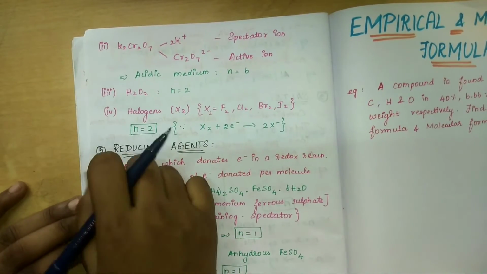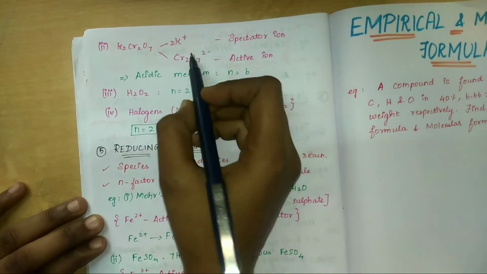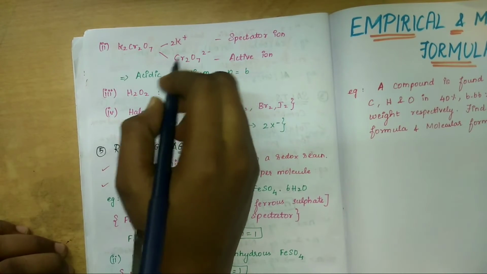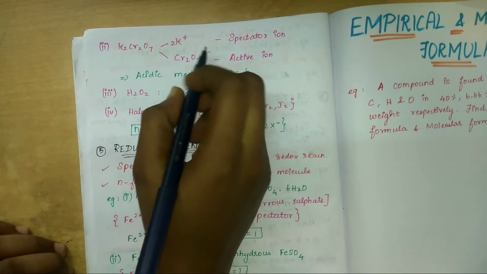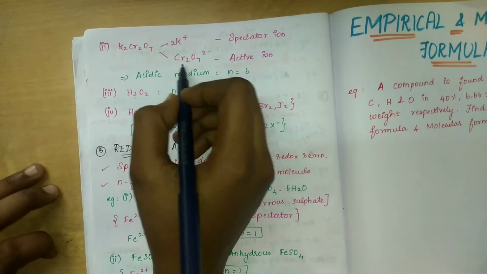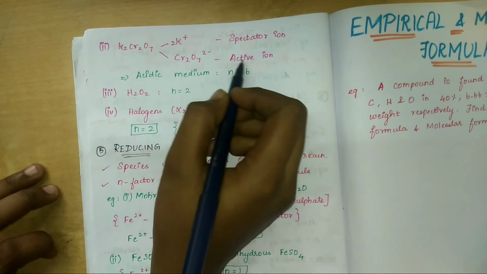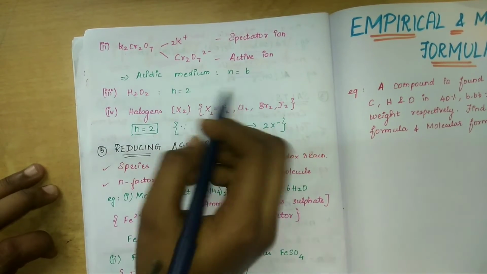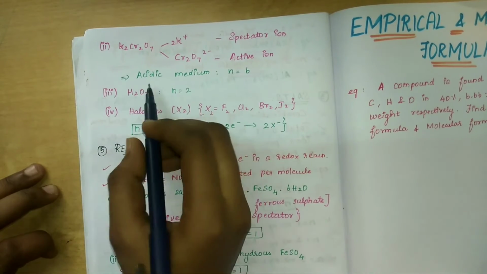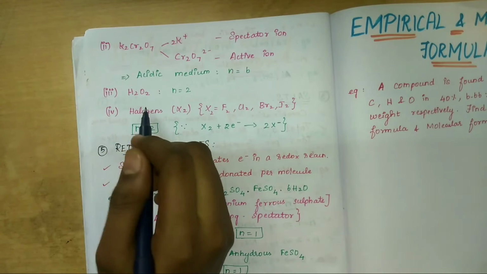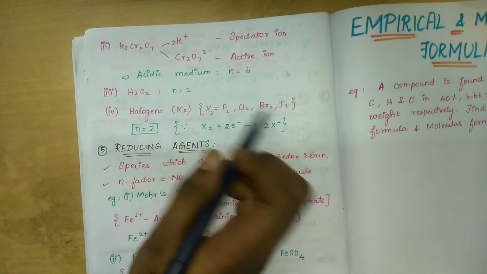Then potassium dichromate. Here there are 2 potassium atoms. If you hydrolyze it, you will get 2 K+ and Cr2O7 2−. Potassium is the spectator ion and Cr2O7 2− is the active ion, which is going to oxidize the reaction. Here acidic medium alone is enough. In acidic medium, its n factor is 6. And for hydrogen peroxide, we know its n factor is always 2.